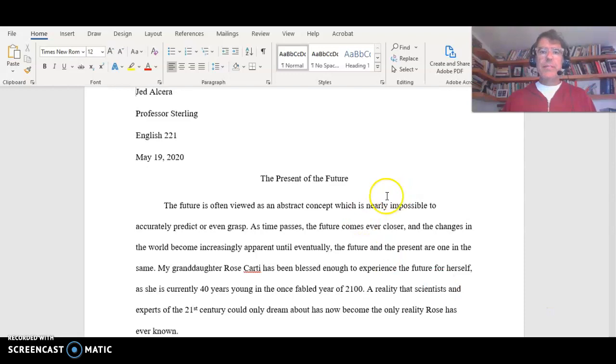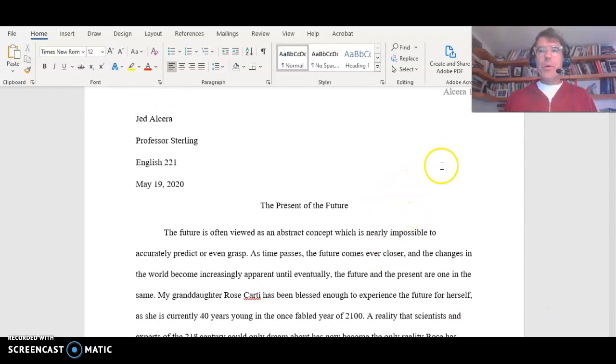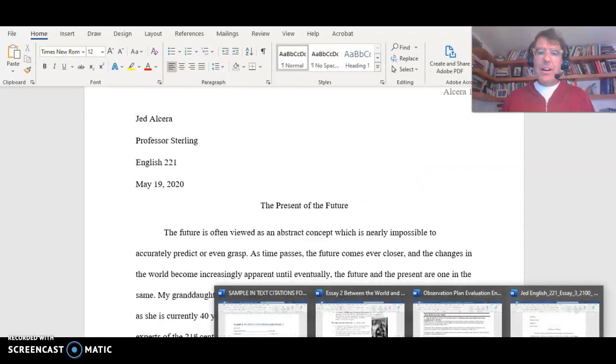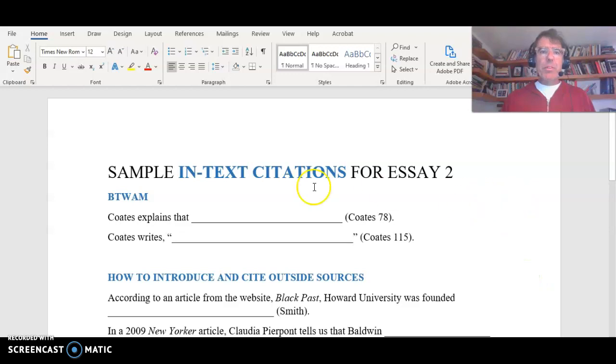All right, first, a reminder about MLA Format. So remember Jed's essay. So your essay will look kind of like this. Notice it's double-spaced. And now, sample in-text citations for Essay 2. So an in-text citation, of course, means you're citing during the essay. So these are your citations during the essay, and we've been doing this all semester. So you basically know how to do this. So here's a couple examples.